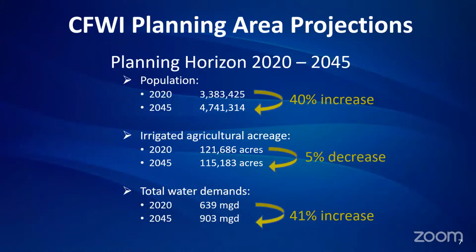The CFWI planning area projections are summarized here and were previously presented at a public meeting last October. The population and demand projections were developed with input from many external stakeholders through a process that started with a kickoff meeting in January 2022. As shown, the 2025 CFWI Regional Water Supply Plan population is projected to have a 40% increase to 4.7 million people by 2045. Irrigated agricultural acreage and water demand is projected to decrease slightly, and total water demand in the planning area is projected to increase by 41% to 903 million gallons a day by 2045.